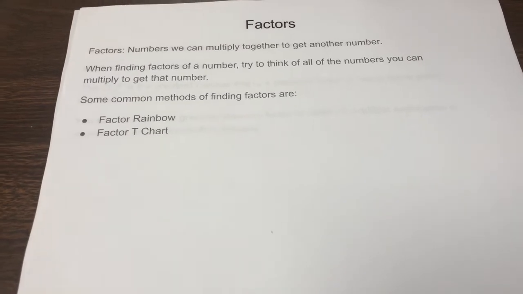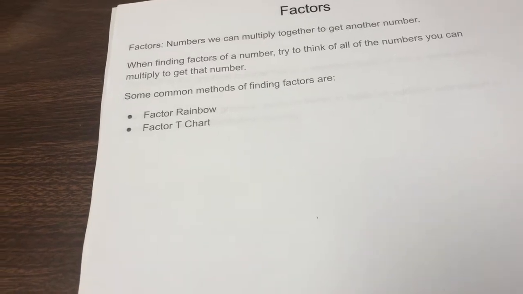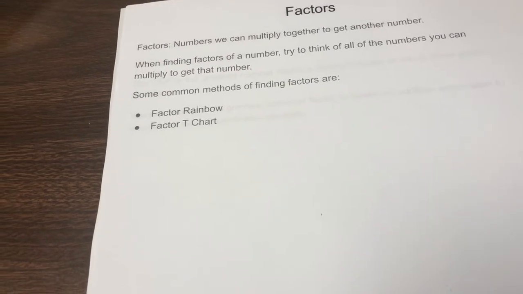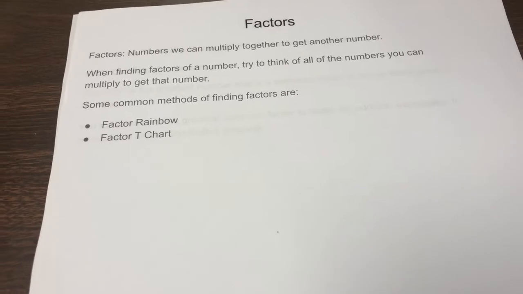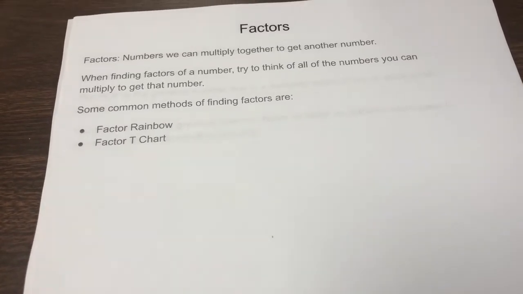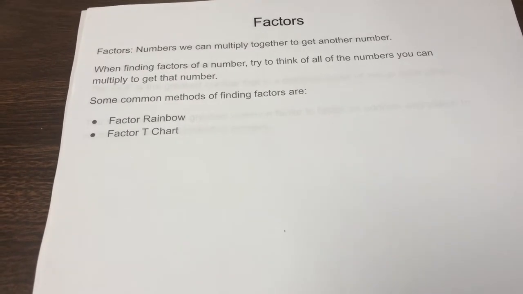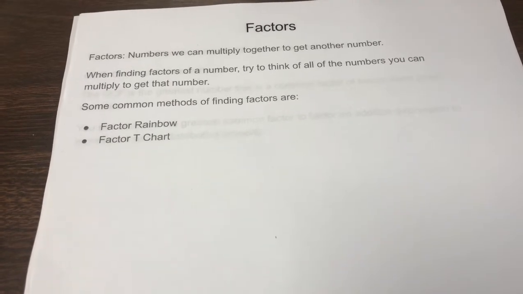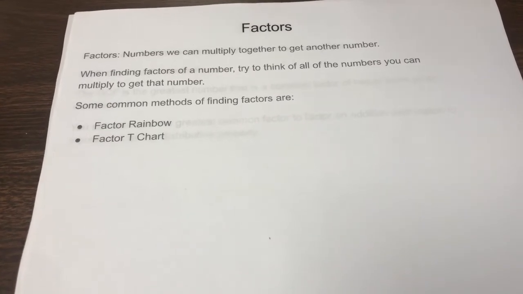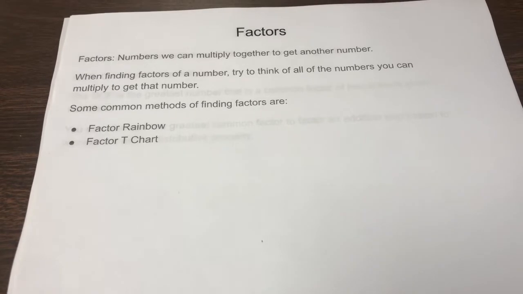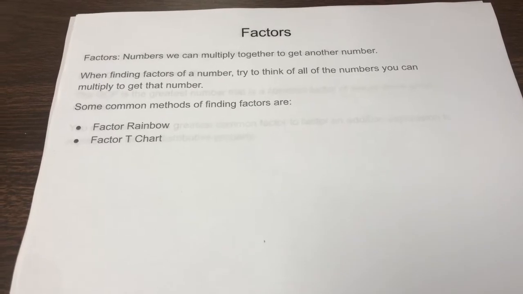Factors, they are numbers we can multiply together to get another number. And when finding factors of a number, try to think of all the numbers you can multiply to get that number. In this case, knowing those divisibility rules would help tremendously. Look forward to a video on that coming up. I love referencing the divisibility rules in my classroom. Some methods of finding factors are a factor rainbow and a factor T-chart. My personal favorite is the factor T-chart because it is so useful when you start answering word problems and also factoring those addition expressions.